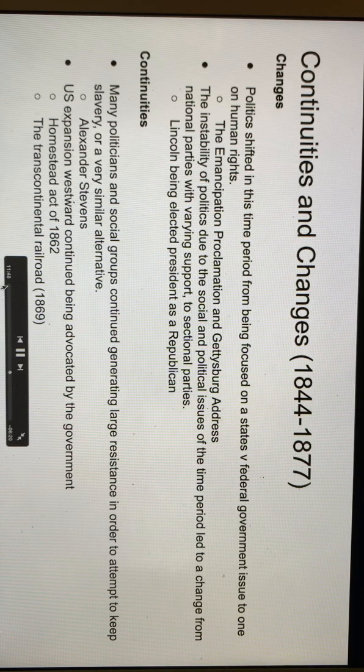Another continuity during this time period was the U.S. expansion westward, which continued being advocated by the government. The Homestead Act of 1862, which gave people free land in exchange for their promise to improve that land, and the Transcontinental Railroad of 1869 were just two examples during this time period, but government advocation towards expansion occurred prior to this with the Louisiana Purchase, Manifest Destiny, and many other examples.